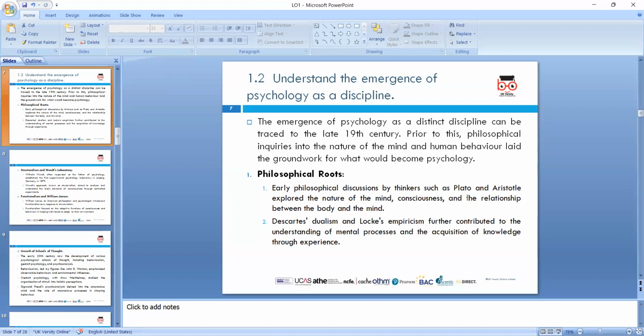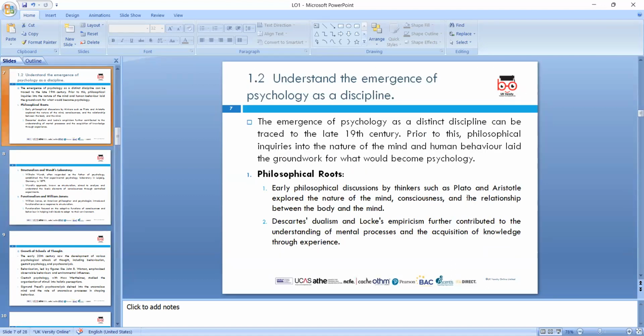So where are the philosophical roots of psychology? Psychology comes from philosophy. The early philosophical discussions by thinkers such as Plato, Aristotle, famous physicians explored the nature of mind, consciousness and the relationship between body and mind. What is the relationship between body and mind? Descartes' dualism and Locke's empiricism further contributed to the understanding of mental processes and the acquisition of knowledge through experience.